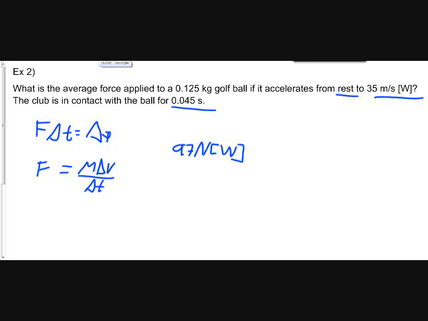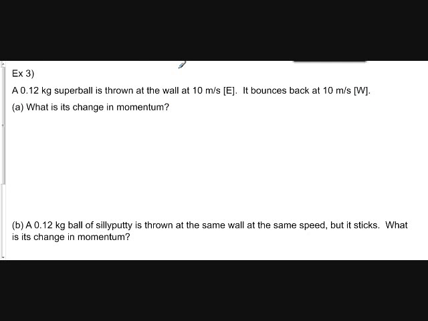And let's do one more here. Let's take a look at throwing a super ball. Again, hopefully you know what a super ball is. You played with them as a kid. They're bouncy balls that are very, very bouncy. And you're going to throw one at a wall at 10 meters a second east. And this super ball is going to bounce back at 10 meters a second west. So it bounces in and bounces out at the same speed. And I want to know its change of momentum.